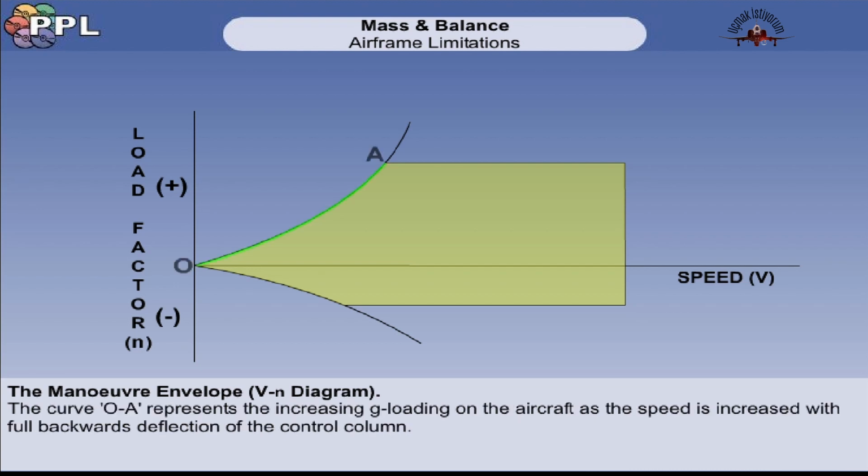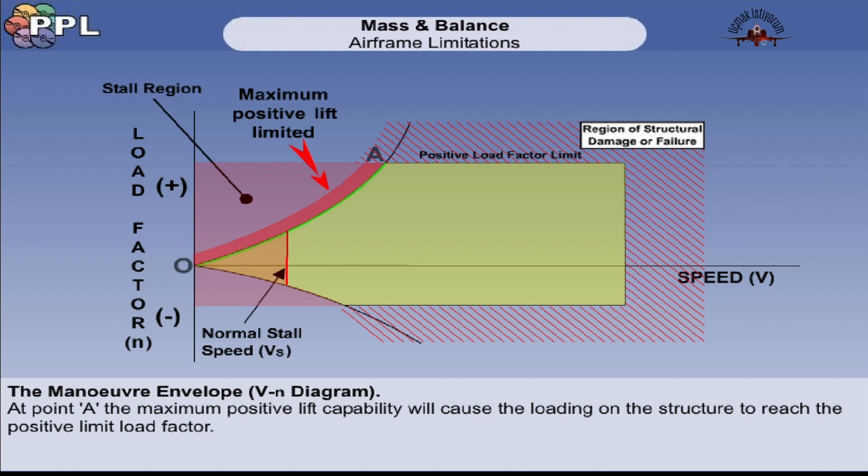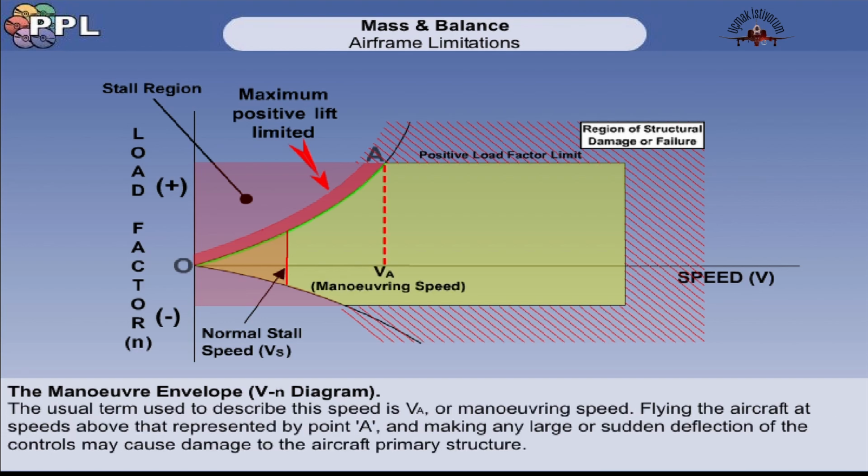The curve OA represents the increasing G-loading on the aircraft as the speed is increased with full backwards deflection of the control column. The maximum positive lift capability is initially limited because the aircraft will stall before the load limit factor is reached. At point A, the maximum positive lift capability will cause the loading on the structure to reach the positive limit load factor. The airspeed at this point is the minimum airspeed at which the positive limit load factor can be developed aerodynamically. The usual term to describe this speed is VA, or manoeuvring speed.